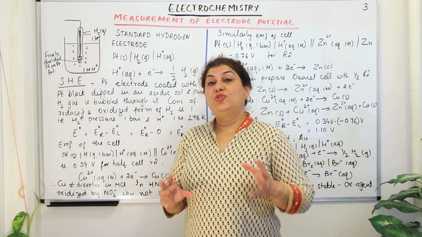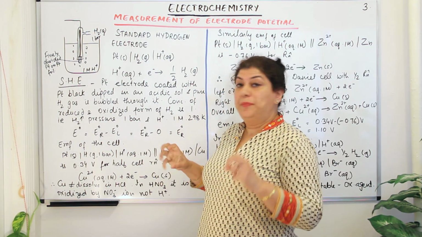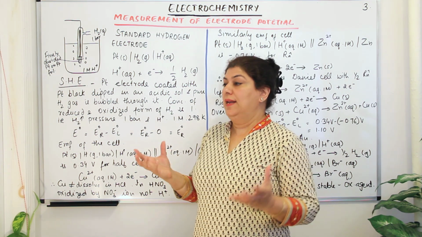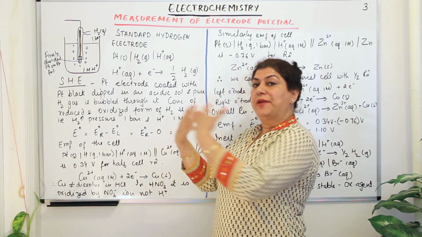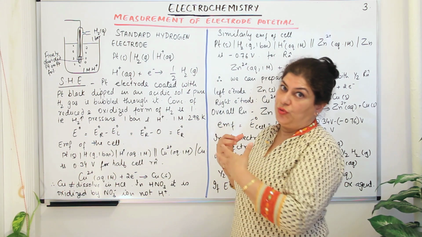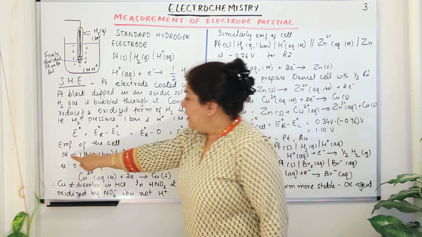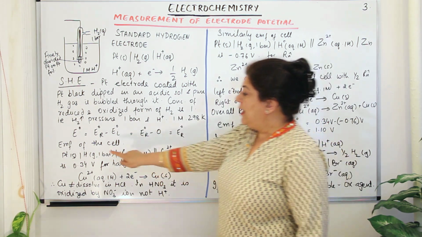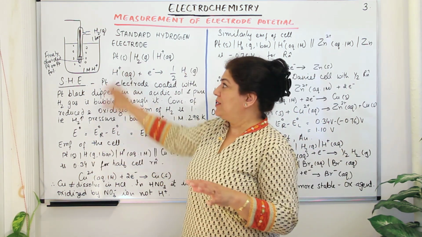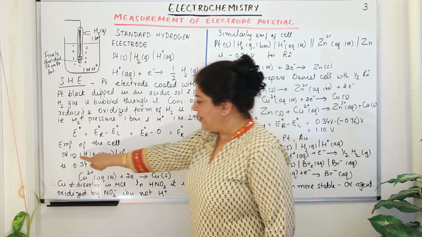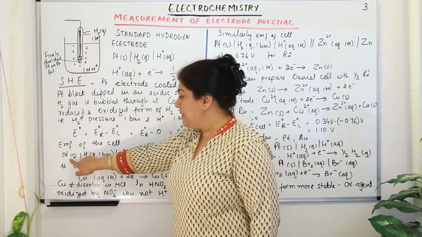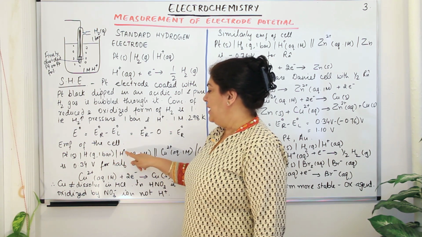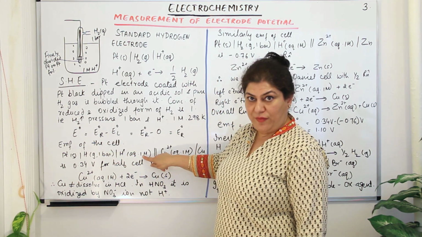As I told you yesterday, when we represent a cell, we always write the anode on the left and the cathode to the right. So when we write down the representation for such a cell, the anode is the standard hydrogen electrode. We first write platinum solid with hydrogen gas at 1 bar and H positive, aqueous, 1 molar solution.